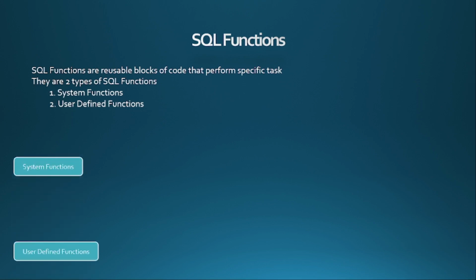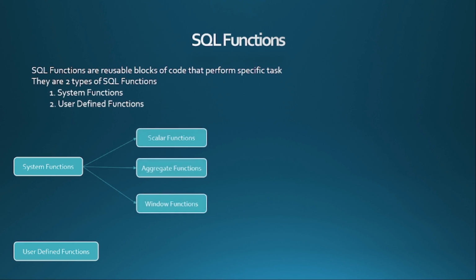What are system functions? System functions are predefined functions. They are scalar functions, aggregate functions, and window functions. What are scalar functions? Scalar functions operate on a single value and return a single value. We have different subcategories in scalar functions: numeric functions, string functions, and date functions, like the upper function, lower function, square root function, current date time, now function, and substring function. So all these functions come under scalar functions.